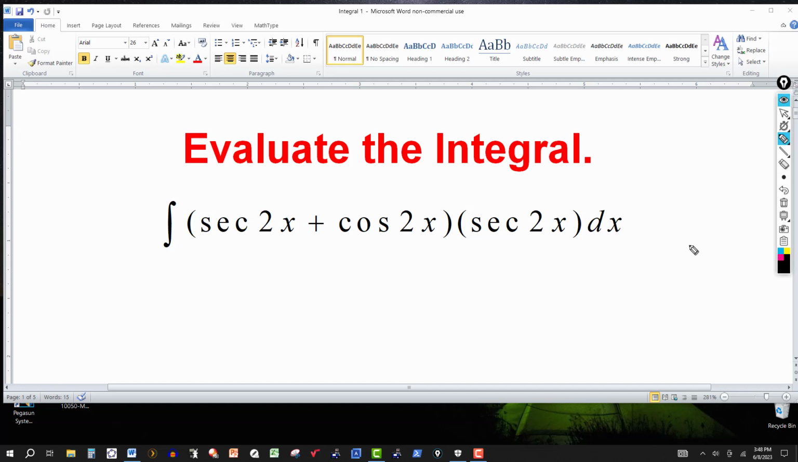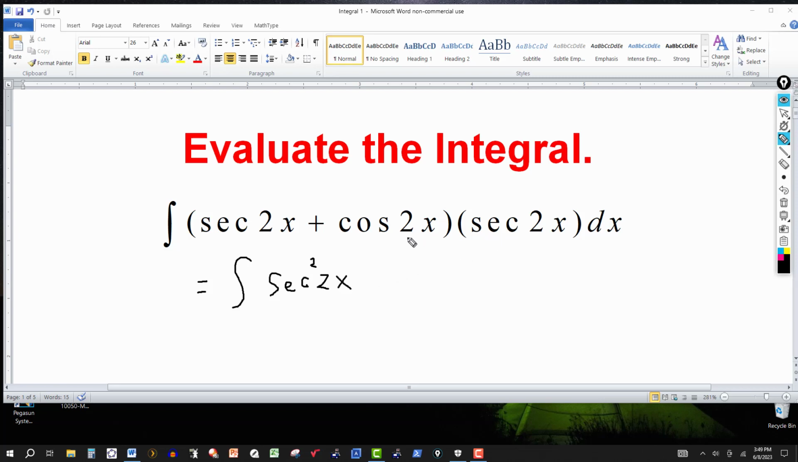If you don't see an obvious approach to take at the start, no obvious substitution for u, we can go ahead and just multiply this out. So we've got secant of 2x multiplied through here. That'll give me secant squared of 2x.